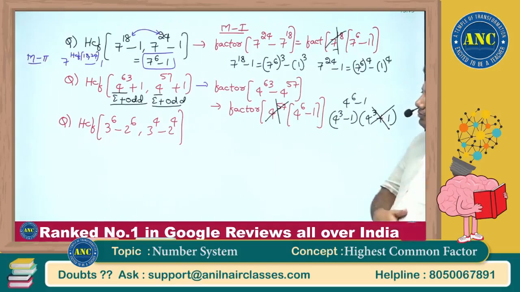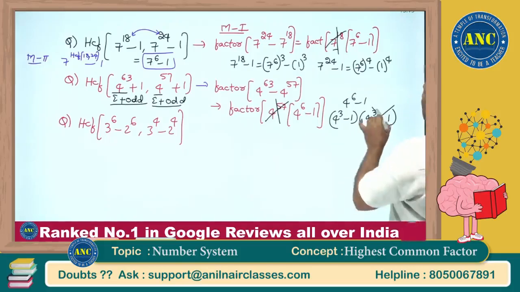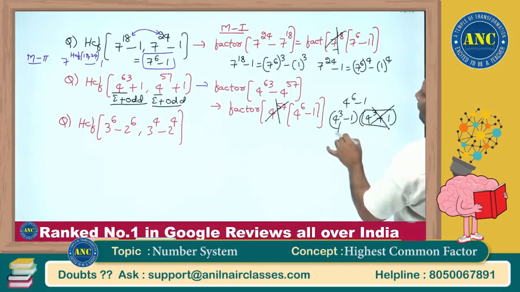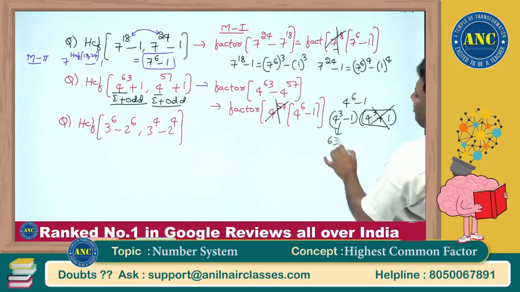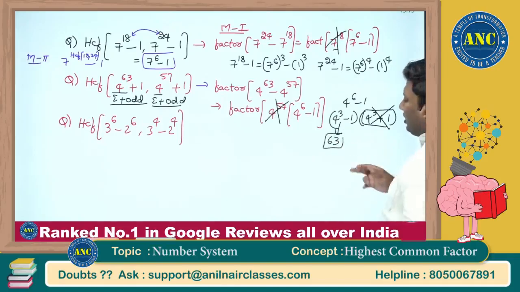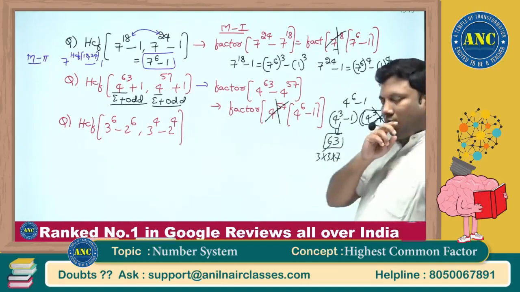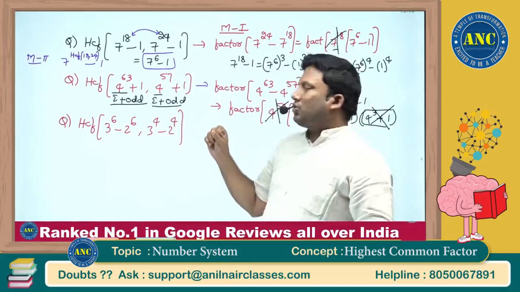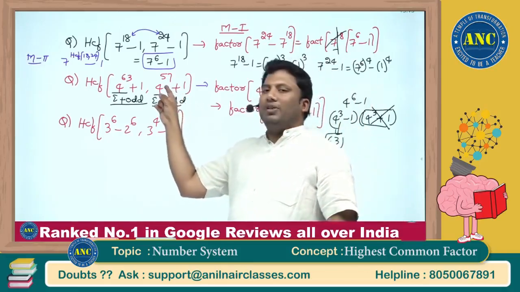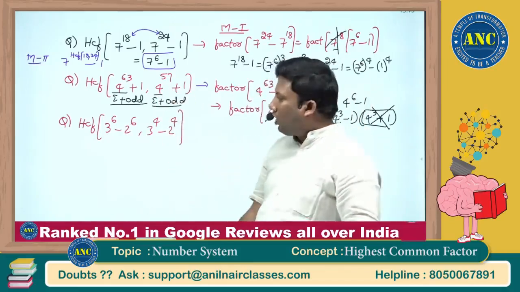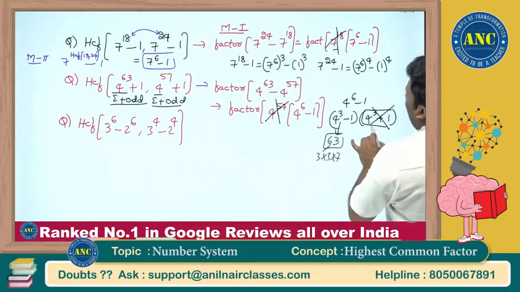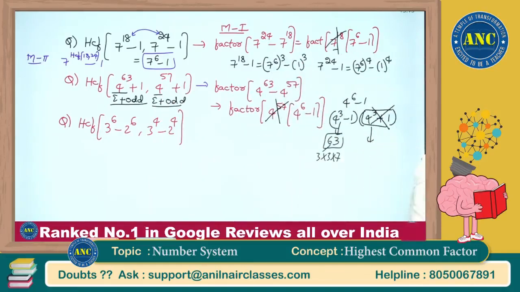4 cube is 64. Now 4 cube minus 1 is 64 minus 1, 63. 63 is divisible by 3 and 7. If the answer is divisible by 3, both the numbers should be divisible by 3. 4 plus 1 is 1 plus 1, 2, not divisible by 3. So this is out. 4 cube plus 1: is it a factor?